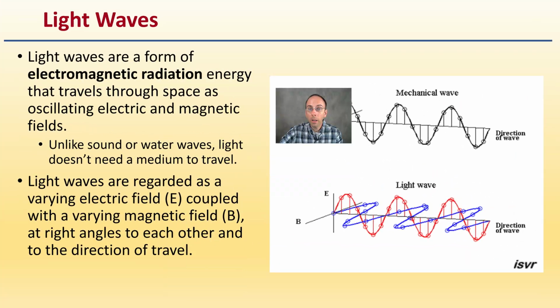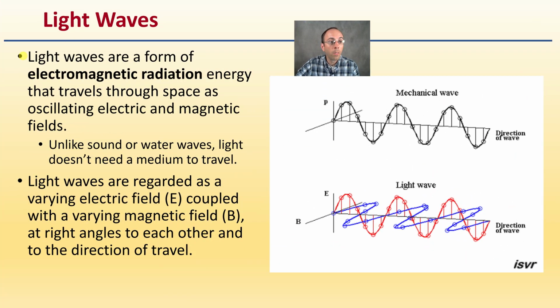So let's look at light wavelengths, I should say. Light waves are a form of electromagnetic radiation, energy that travels through space as oscillating electric and magnetic fields. Unlike sound or water waves, light doesn't need a medium to travel. Key difference there. Light waves are regarded as varying electrical fields coupled with varying magnetic fields at right angles to each other and the direction of travel.